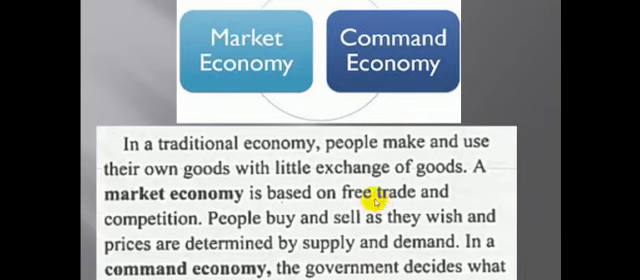So that's free trade and competition. People buy and sell as they wish, and prices are determined by supply and demand. How is this determined?